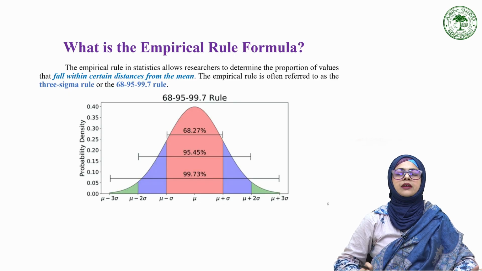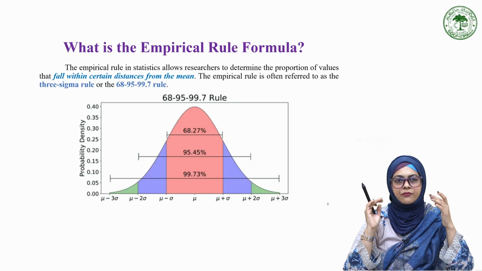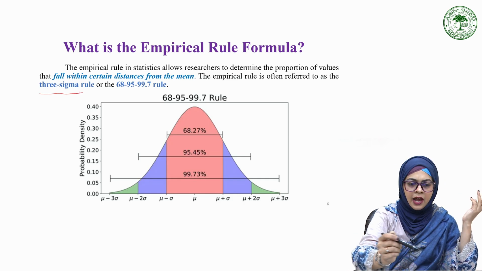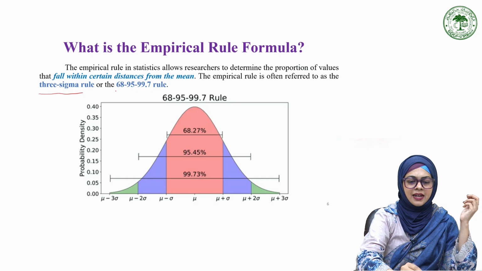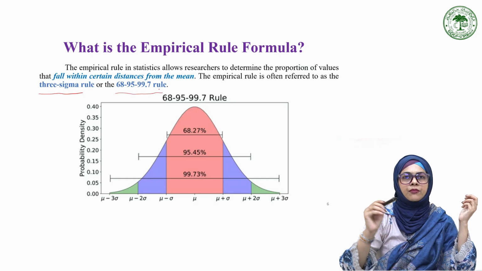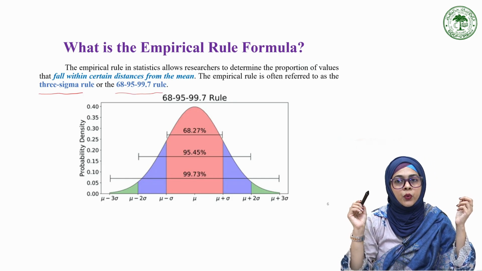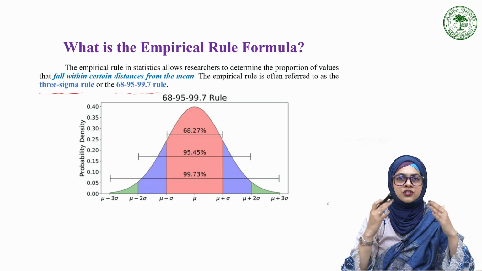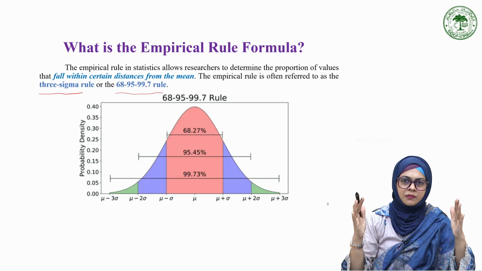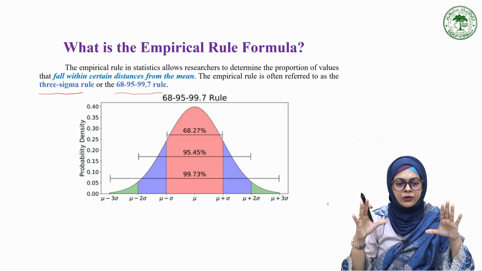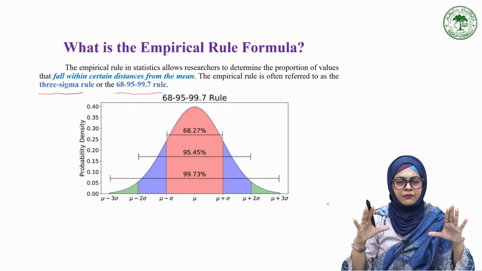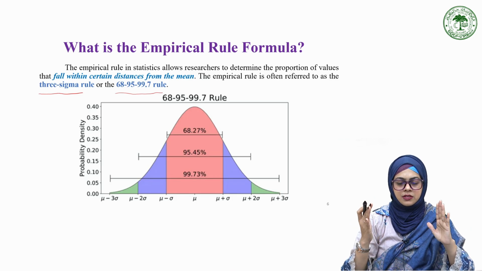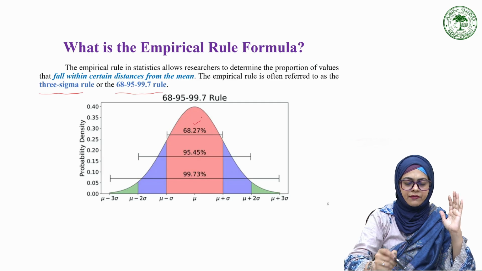Now coming to the empirical rule formula. The empirical rule formula, which is also known as the 3 sigma rule and the 68, 95, 99.7 rule, describes how data is distributed in the normal bell-shaped distribution. According to this rule, 68%, I'm just rounding off to 68, basically it is 68.27.